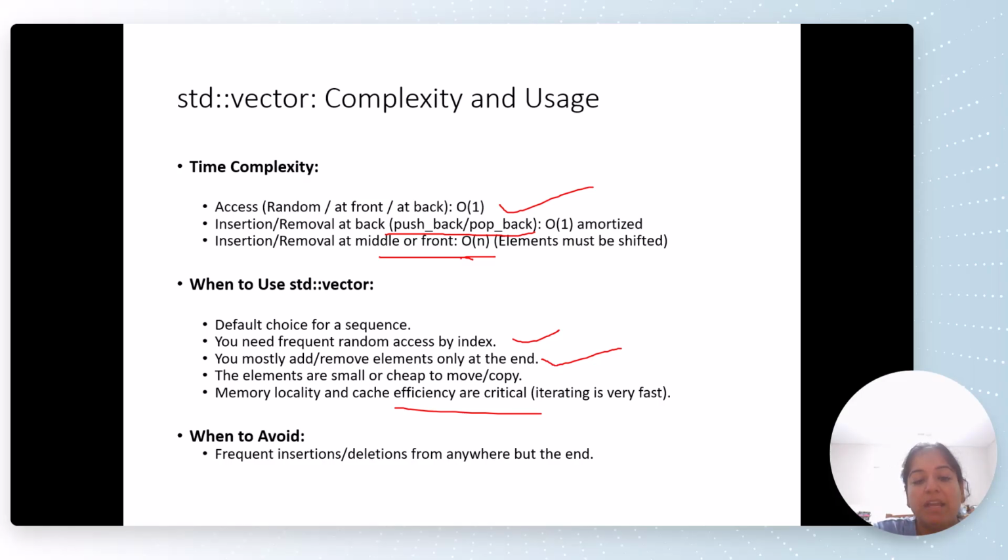When to avoid it? Whenever you have to perform frequent insertions and deletions. Because if you're performing frequent insertions and deletions in between in the vector, then complexity is big O of n. So it becomes complex. But otherwise, as per me, vectors are the most useful data structure.